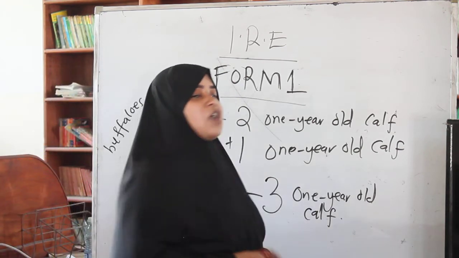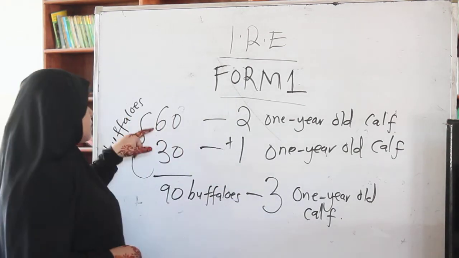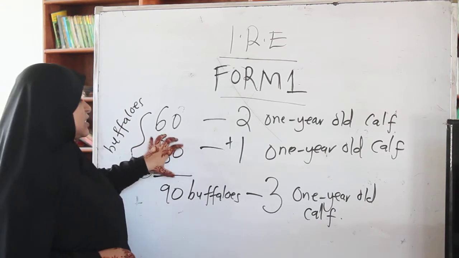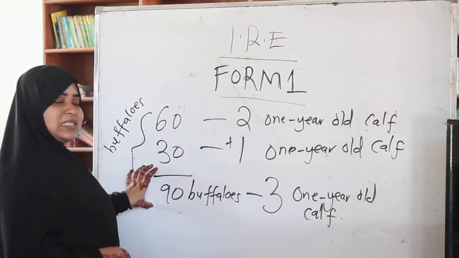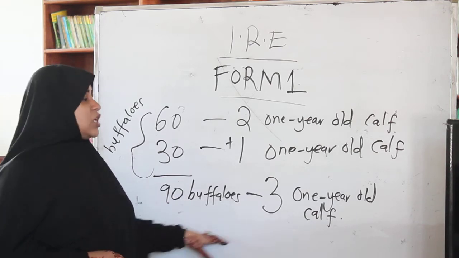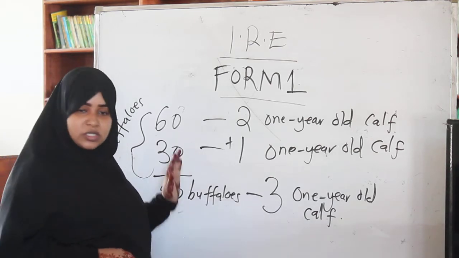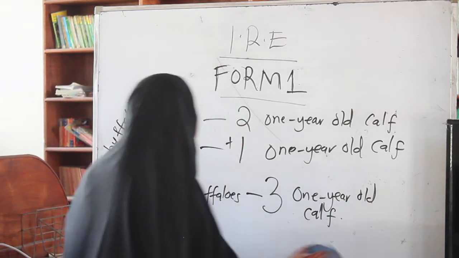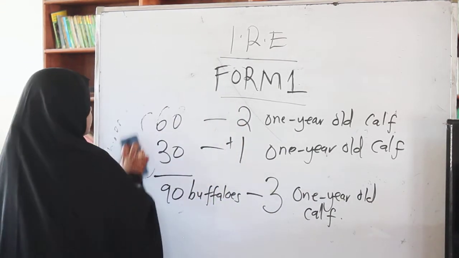What about the cow? So here it should continue. If it's 60, then for every 30 is 1. For every another 30, so this is 90. For another 30, that is 120, you give an extra 1. So it goes like that. What about the cows now?